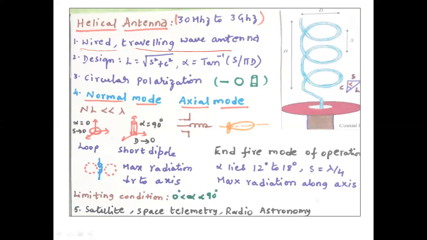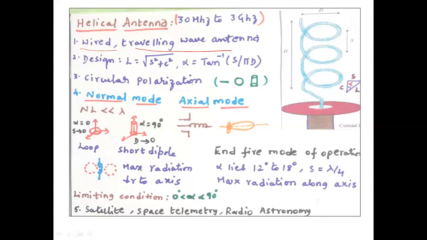For this antenna, you can see here, the length is chosen as L equals square root of S square plus C square. Already I said, from this small triangle, we measure this length of the helix, and alpha is the pitch angle, given by tan inverse of S by pi d. If you want it elaborately, you can see my helical antenna video, in which I have given a clear explanation. As this is an overview, I am moving forward.